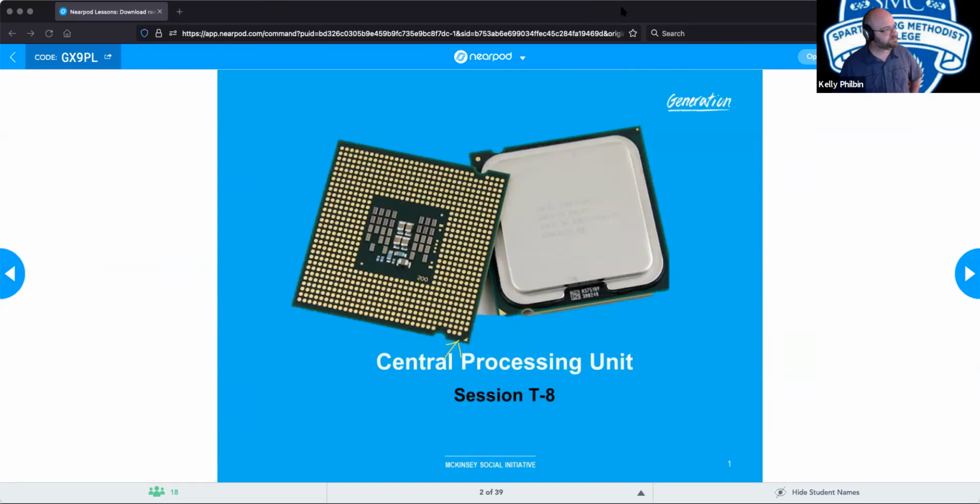It gives us the orientation of the chip, lets us know where pin 1 is so that we know how to put it in properly into the board. Thankfully, to make life a little bit easier for all of us, they add these fun little notches here and here, which makes it easier to determine orientation for inserting the chip into the motherboard.